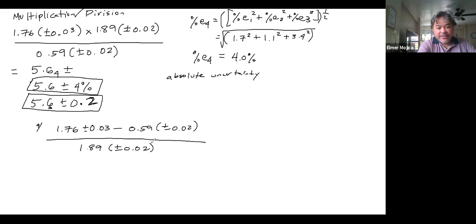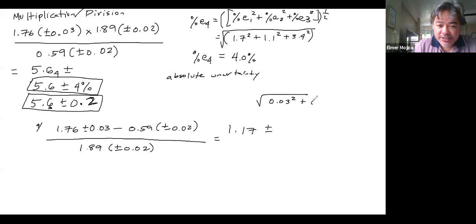So maybe the next thing that I'm going to do is get this numerator calculation first. If I have that, that would be 1.76 minus 0.59, which gives me 1.17 plus or minus. So I'm going to use 0.03 squared plus 0.02 squared to get the initial uncertainty here. So that would be equal to what? 0.03 squared plus 0.02 squared, get the square root of that, I'll have around 0.036.